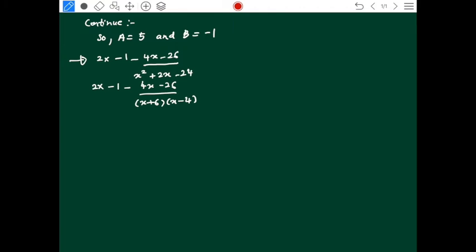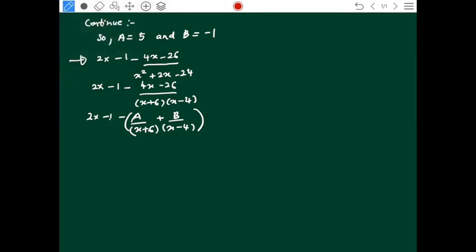And we already get a over x plus 6 plus b over x minus 4. So the a value here is 5, okay, and the b is minus 1. We plug in the answers here into this.